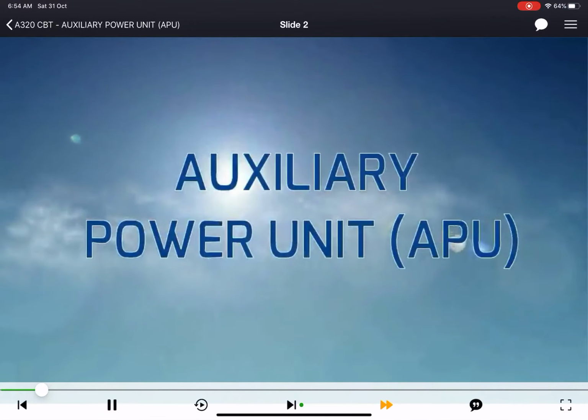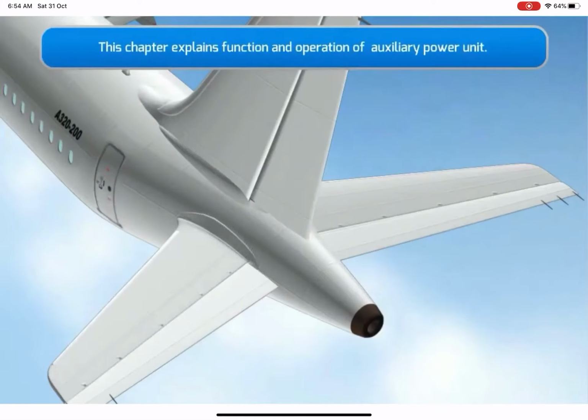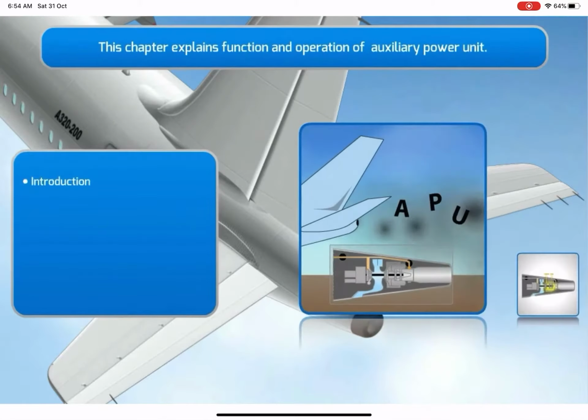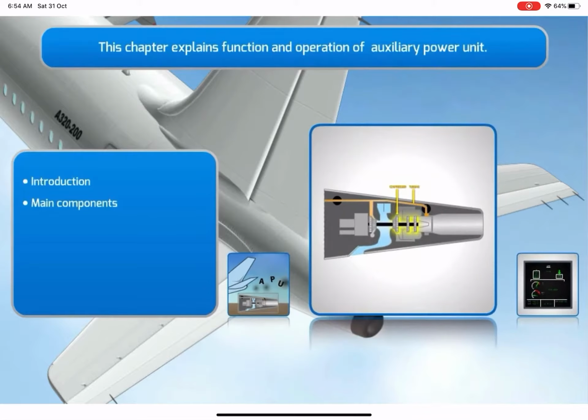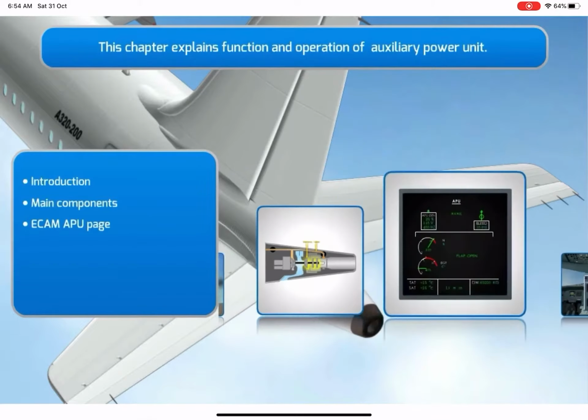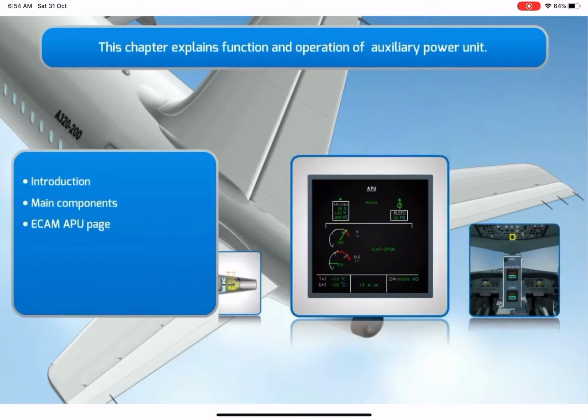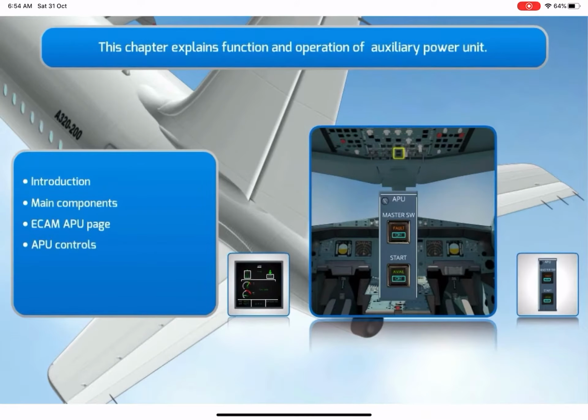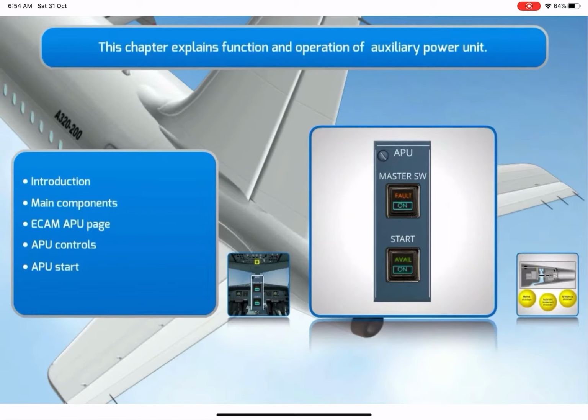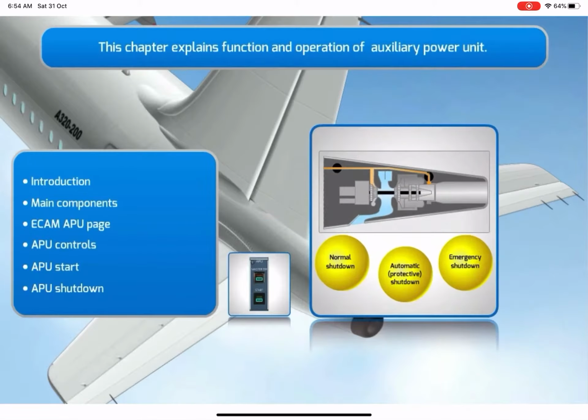Auxiliary Power Unit, APU. This chapter explains function and operation of the auxiliary power unit. Here is the chapter outline. Introduction. Main components. ECAM APU page. APU controls. APU start. APU shutdown.